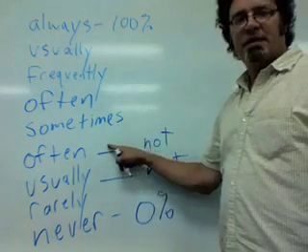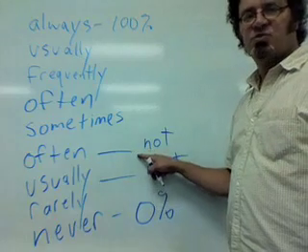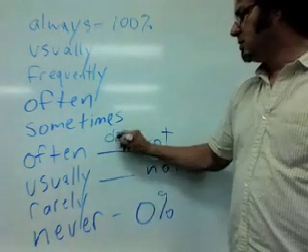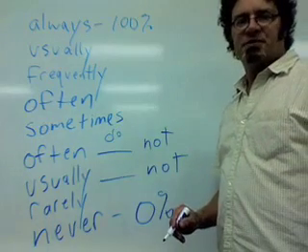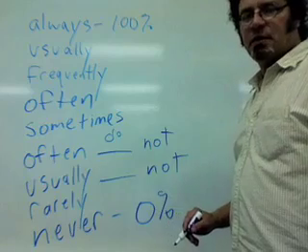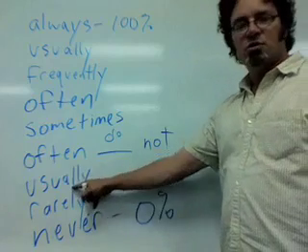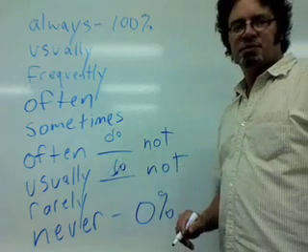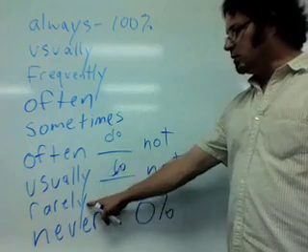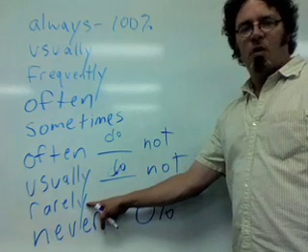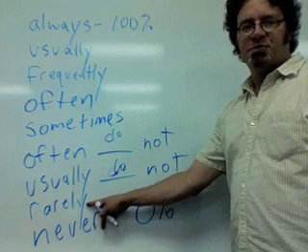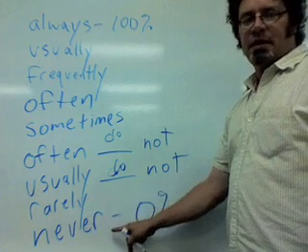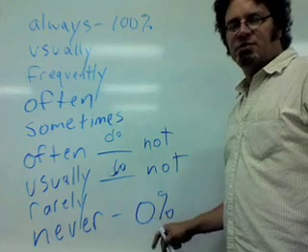Often, with the negative, will be a smaller number than sometimes. You can say often do not, often does not, often didn't. You can say usually, do not, did not, doesn't. Rarely is used for a very small number, perhaps 2, 3, 4, or 5%. And never is 0.